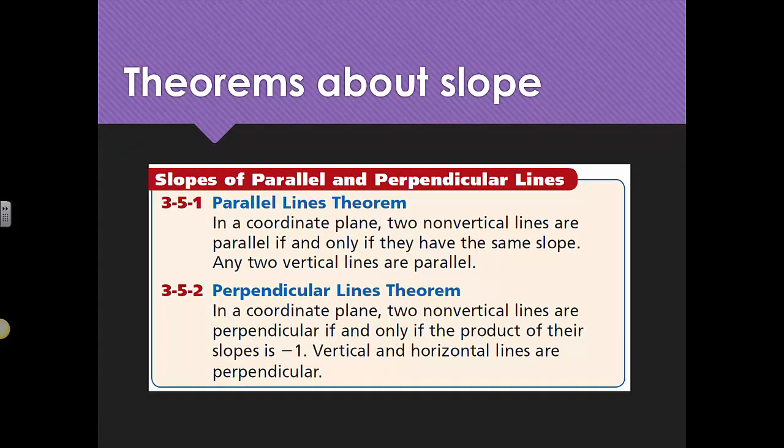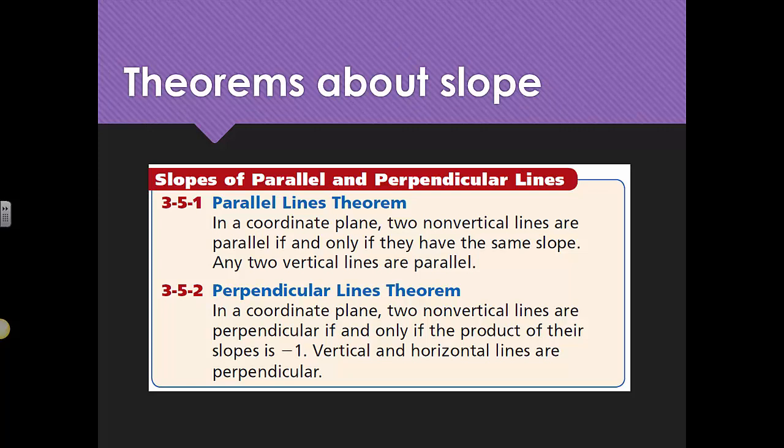All right, just one last thing here about the slopes of lines. One of these is called the parallel lines theorem, the other the perpendicular lines theorem. The parallel lines theorem says in a coordinate plane, if you have two lines that are non-vertical, then they're parallel if and only if they have the same slope. And any two vertical lines are also parallel.